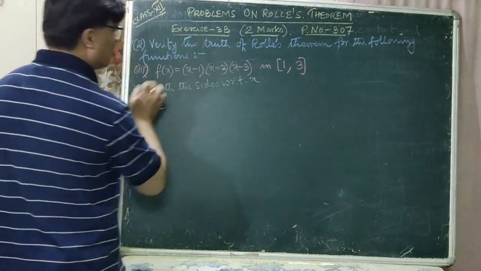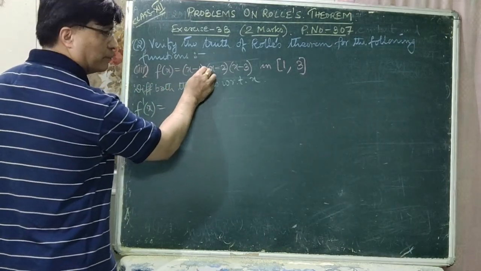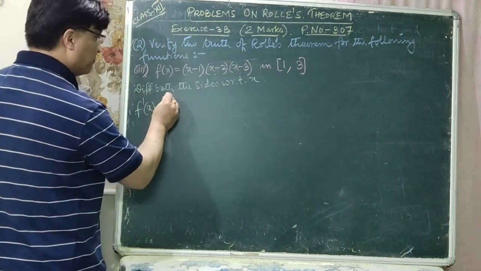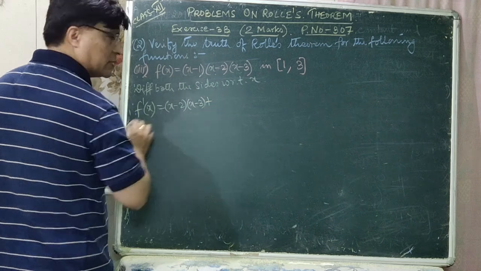So now let us first differentiate the first expression. What is the differentiation of x minus 1? It is 1 minus 0. So these two factors remain same. x minus 2 into x minus 3 plus.